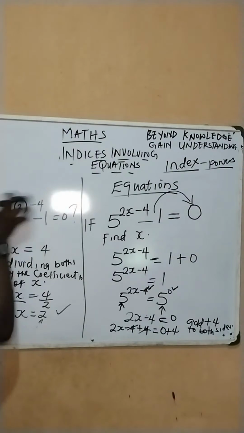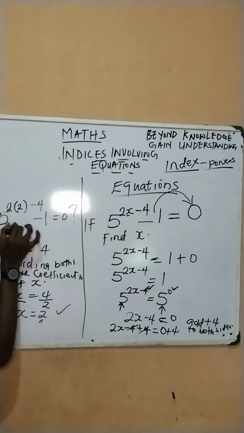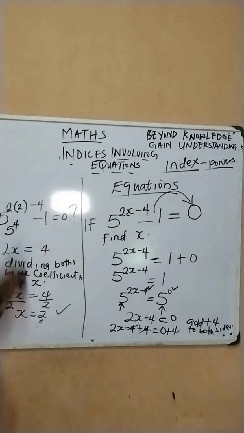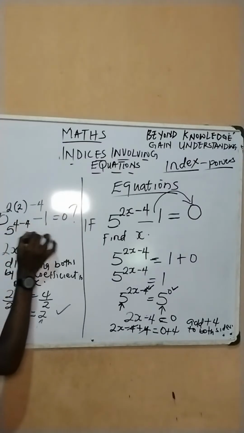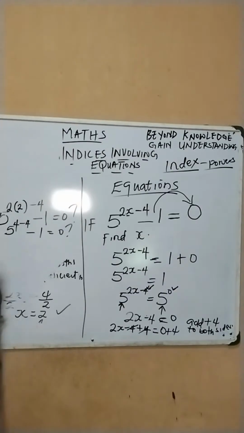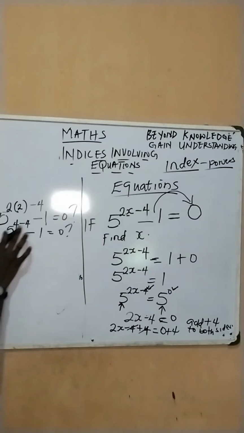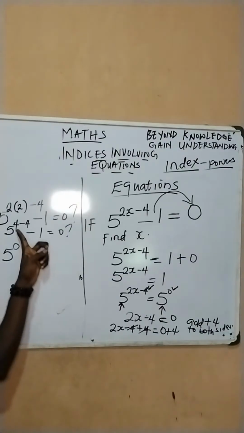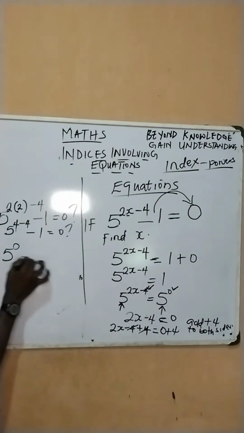So if we use this now, it's going to give us 5 raised to the power of 4. 2 times 2 is 4, minus 4, then minus 1. Is it equal to 0? Well, I think you're already getting the gist now. I think we are approaching 0 at this point. So what we have remaining here is that 4 minus 4 is going to give us 0. So what we have here is 5 now having just a power of 0, because we have subtracted 4 from 4. And then minus 1.